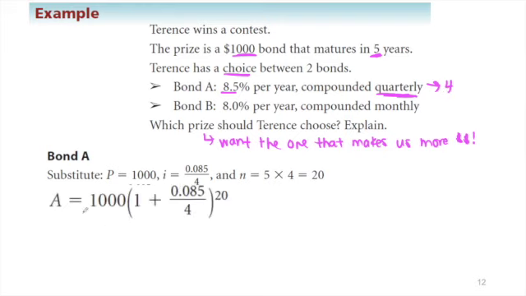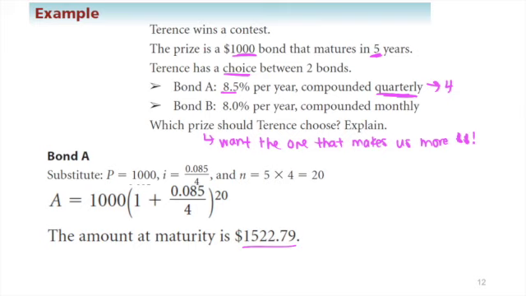Then you're going to substitute that into your equation, and you should get an answer of $1,522.79. Okay, so again, divide your interest rate by your compounding period, multiply your number of years by your compounding period, plug it into the formula, and solve.